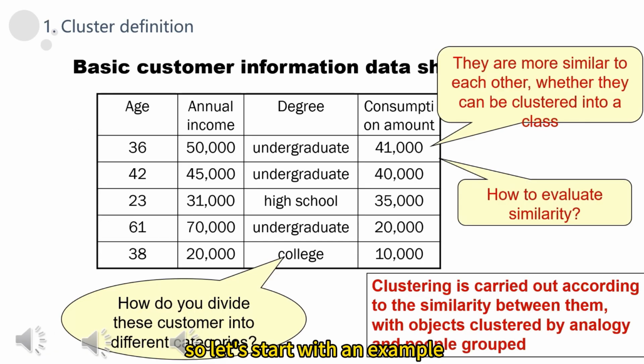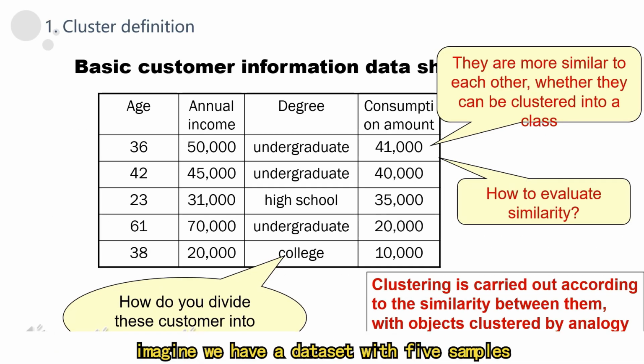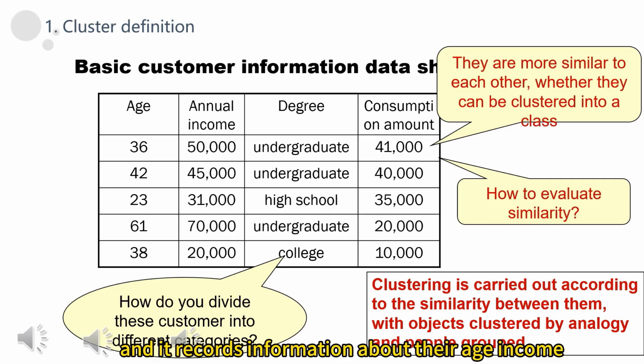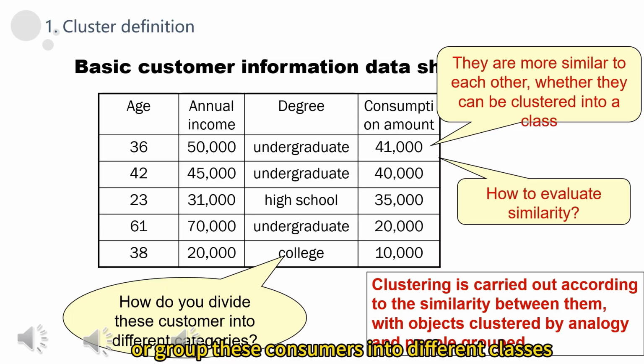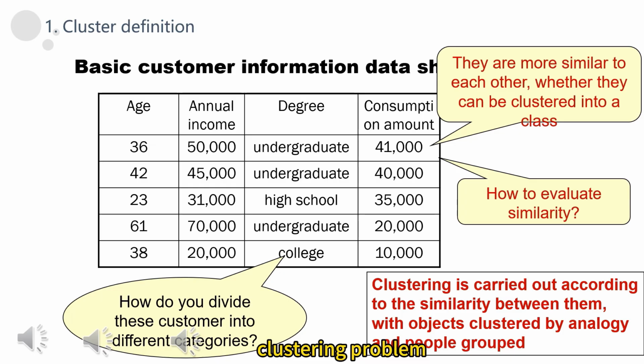So let's start with an example. Imagine we have a dataset with 5 samples, and it records information about their age, income, education level, and spending habits. Now, the question is, how do we categorize or group these consumers into different classes? Well, this example represents a classical clustering problem.